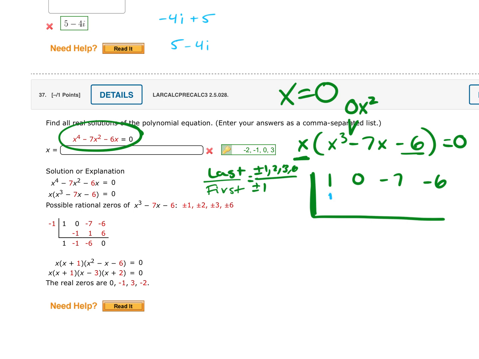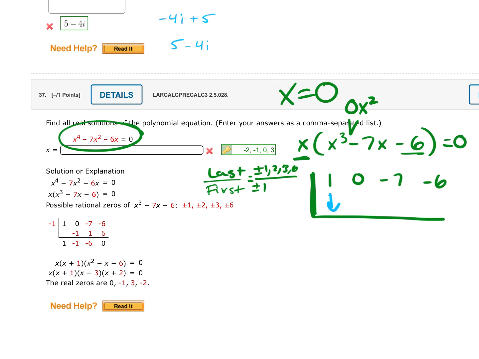Did anybody try anything that works here? I know you guys have different numbers, but negative 3? Let's try 2. 1, 2. This would be 2, 4, negative 3, negative 6. Doesn't work. Are my signs right? Yeah. We can try negative 2.